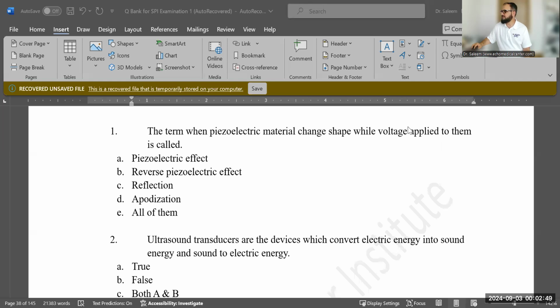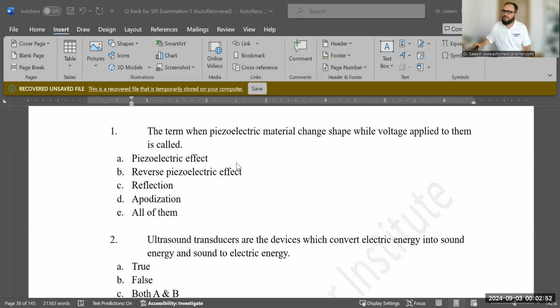Good morning, everybody. Let's discuss some more questions and see if we can be well prepared for the ARDMS registry examination, especially for the SPI, sonographic principles and instrumentation. Let me share the screen with you and discuss a few more questions. Okay, so here are the questions.